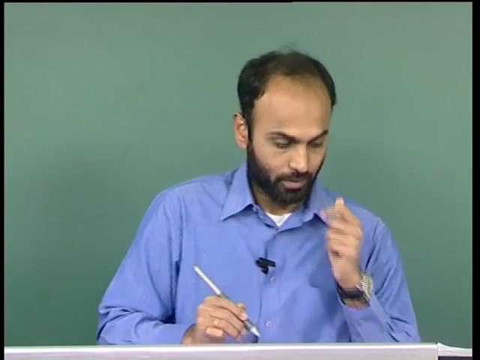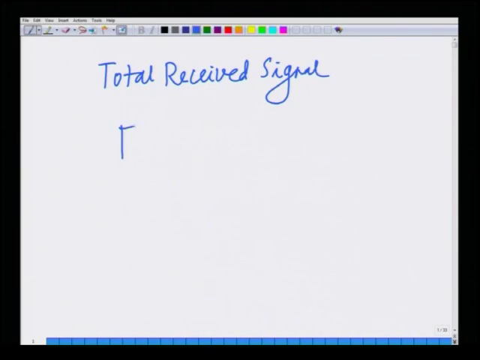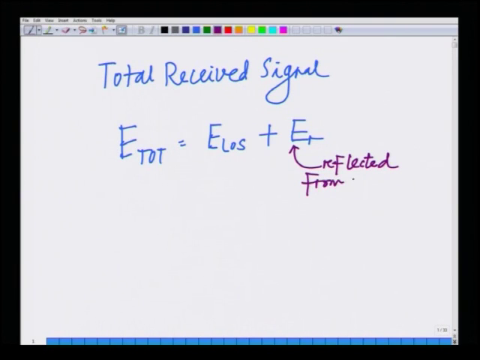And we said that the total received field strength E total is simply the LOS plus the ground reflected. This is the ground reflected path. This is simply the sum of these two components. This, let me mention, is reflected from the ground.